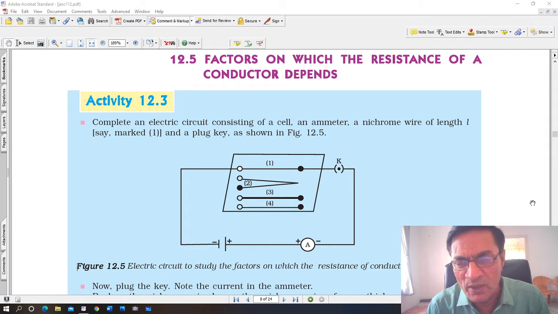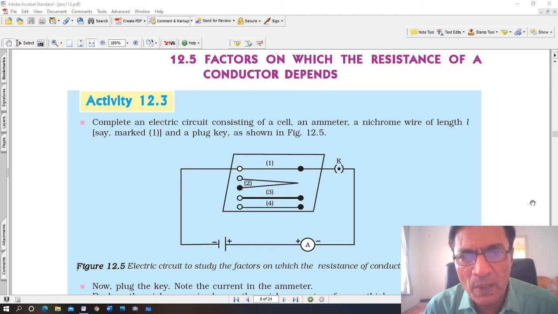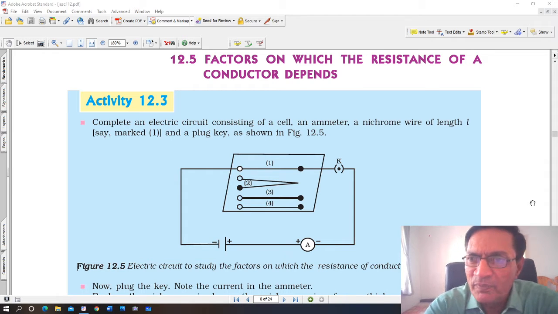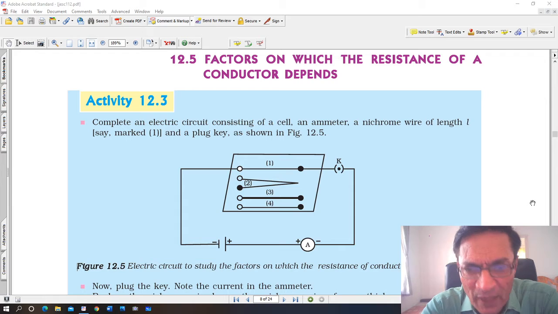of electrons. Alright, now we come to an important part, and that is the factors on which the resistance of a conductor depends. And we have just started this, so I'm going to start from here.